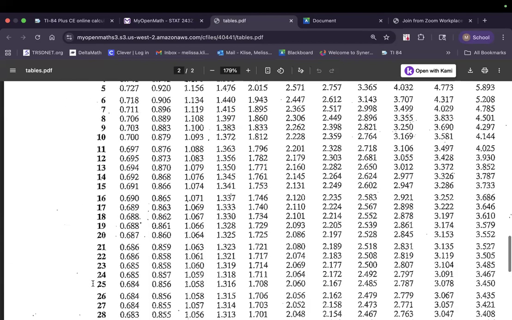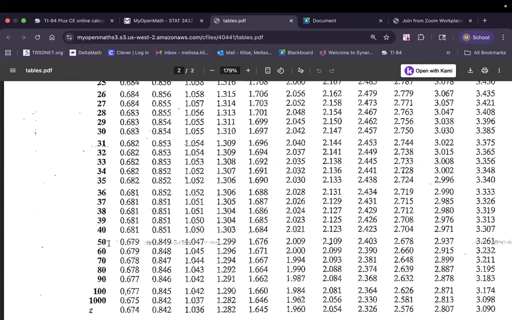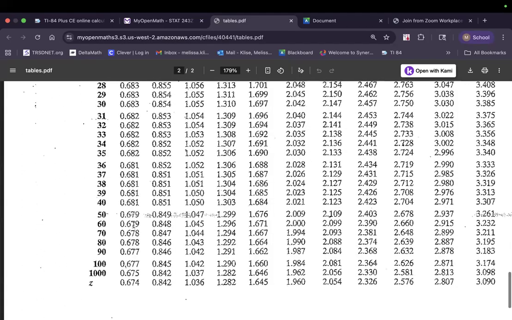Notice how when I scroll down here, when I get to 40, it starts jumping, 40, 50, but look at the difference. If I'm looking at 0.25, between 40 and 50, there's only 0.02 difference. Look, 50 and 60 are exactly the same here. As I said, it's going to start approaching what that z-score is.